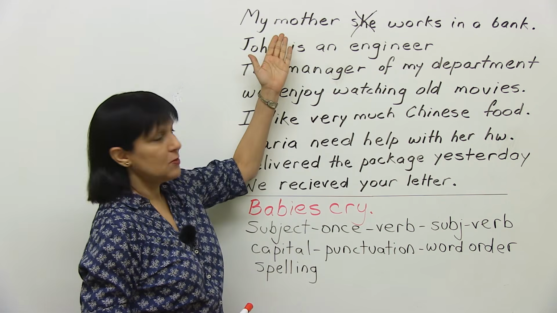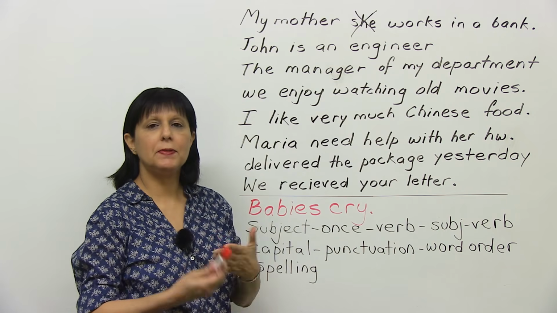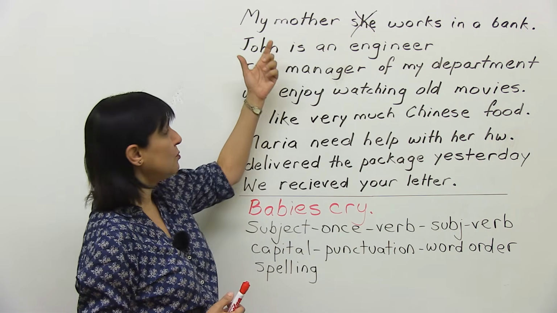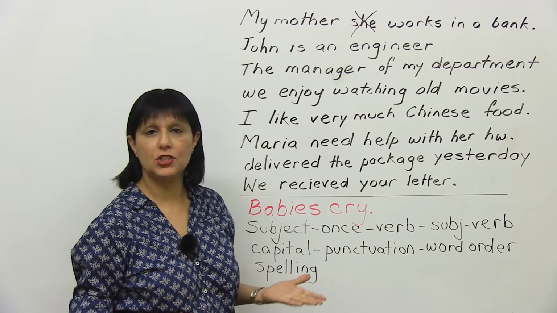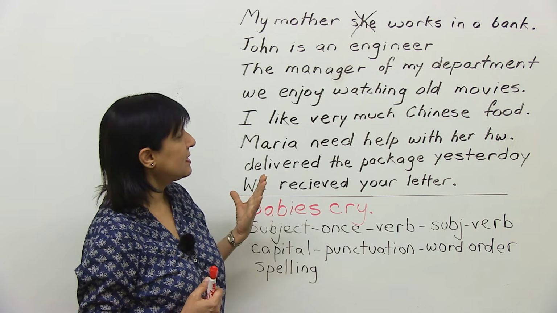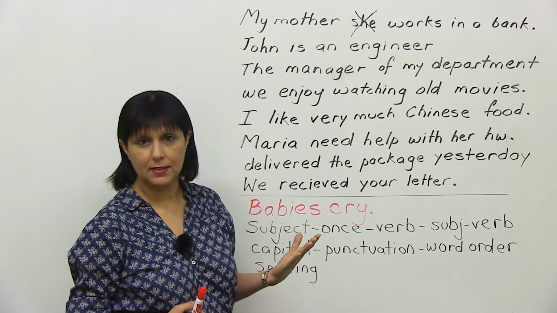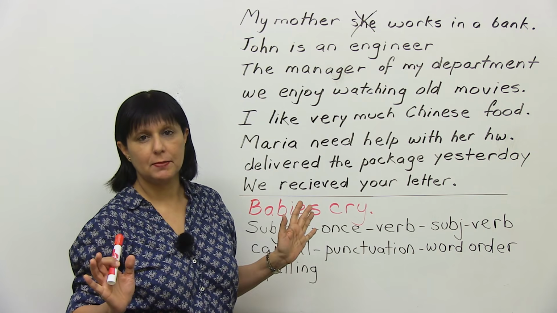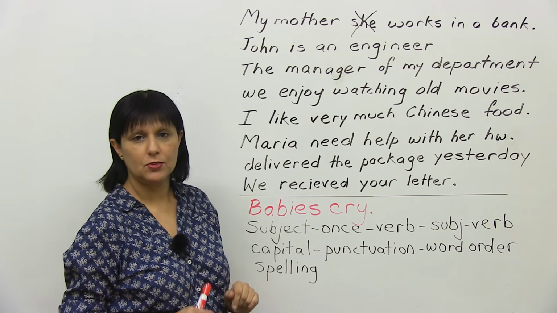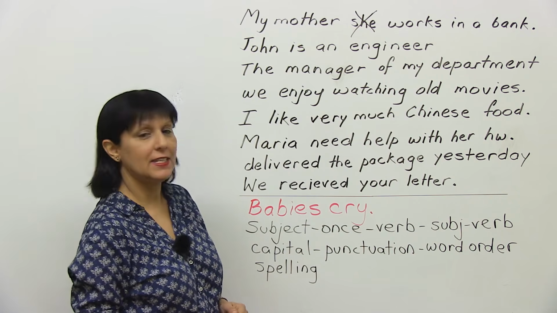So what happened here is we said my mother, she works in a bank. So we cannot repeat the subject. The mistake here is that we had a double subject. The subject was mentioned twice. In English, you can't do that. You just mention the subject once. So this sentence, in order to be correct, would need to be my mother works in a bank. Or she works in a bank, if you know who she is, right? But you can't say both. So no double subjects. Number 2, John is an engineer.